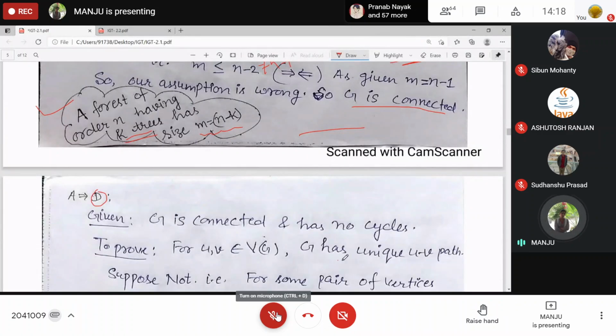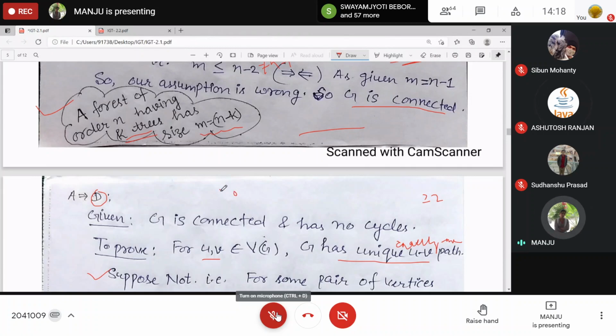What if it is not unique? What if there is at least two paths? This means exactly one. We need to show that G has exactly one U to V path for every pair of vertices U and V. Okay. Suppose not, that is again contradiction. Then what will happen? There will exist at least two paths.